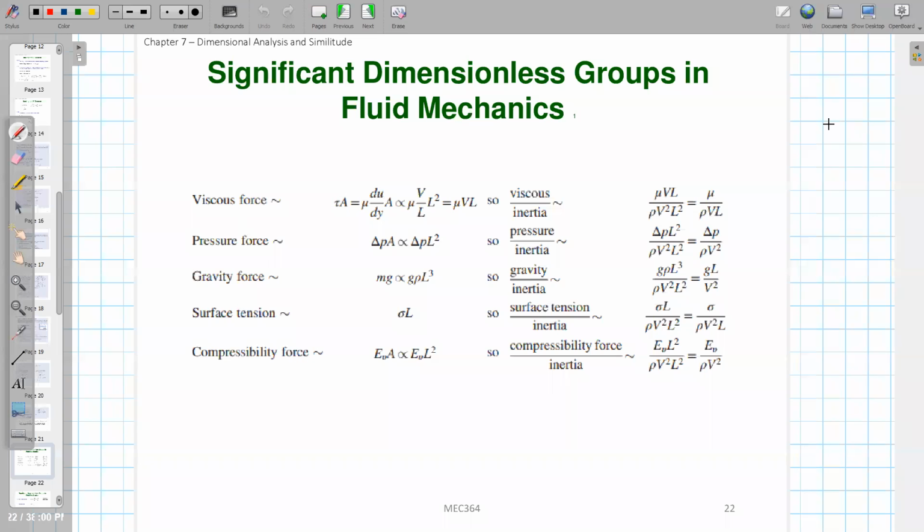Today's lecture we will separate into two parts. In the first part we will try to finish this chapter 7, the flow similarity, dimensional analysis and similitude chapter. And the second part, if I have time, I will quickly go through the solutions for our second midterm.